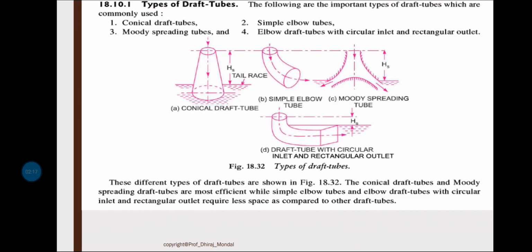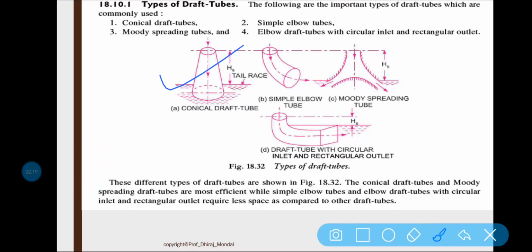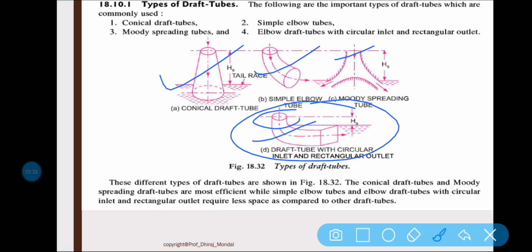You can see in the diagram these types of draft tube, which are installed at the outlet of the turbine. Previously we showed this in the Kaplan turbine. Because of this draft tube, the velocity head available at the outlet of the turbine is converted into pressure head. The kinetic energy is converted to pressure energy, the water is ultimately discharged, and as a whole the net head is increased.